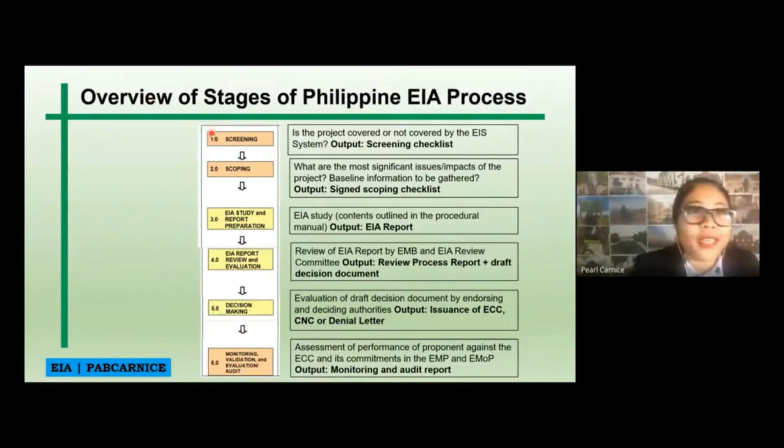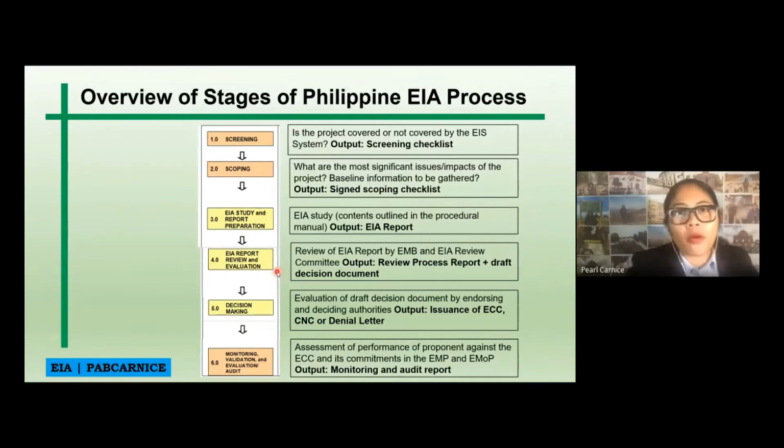Of course, we have the screening. We have to check if the project is covered or not covered by the EIA system. The output is the checklist. Next, we have our scoping. What are the most significant issues or impacts of the project? And of course, the baseline information to be gathered. The output is a signed scoping checklist. Then we have the EIA study and report preparation. The EIA study contains the outline in the procedural manual, in which the output is the EIA report.